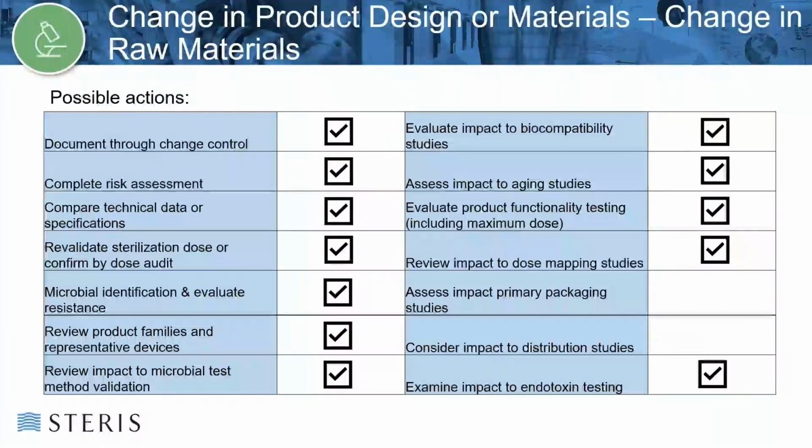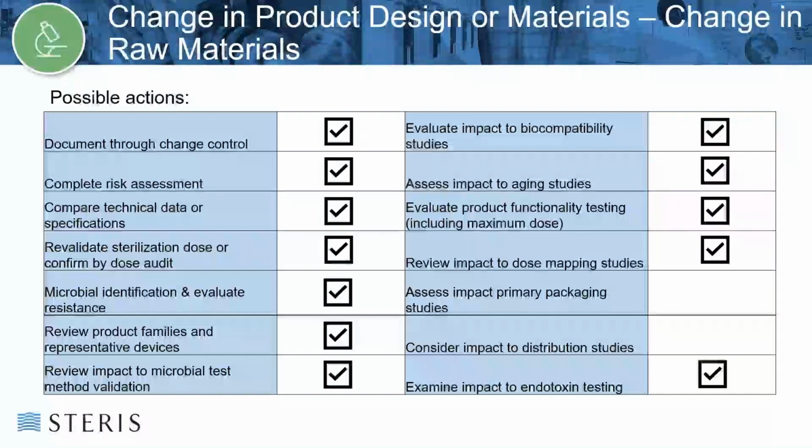Again, this process should be documented through formal change control. The completion of a risk assessment for the proposed change could be useful, including a review of materials and technical specification documents, product bioburden data, and associated organism identification information. Completion of bioburden recovery efficiency validation, bioburden inhibitory substance screening tests, or BNF tests as deemed applicable. Revalidation of the sterilization dose if deemed applicable, or the performance of a dose audit study.